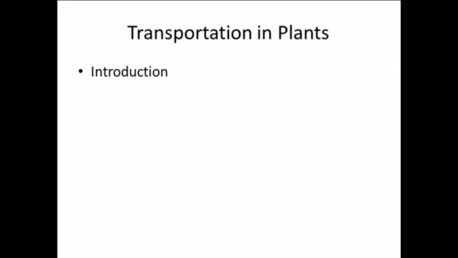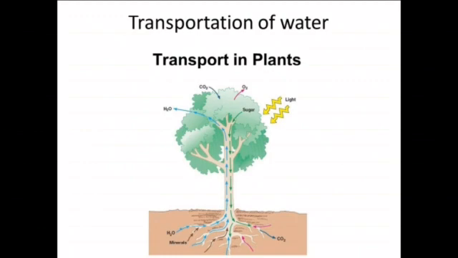In plants, energy stored in the leaves and raw materials absorbed by the roots will be transported to the different parts of the body. Xylem moves water and other substances obtained from the soil, and phloem transports products of photosynthesis from leaves to the other parts of the plants. Next topic is transportation of water.